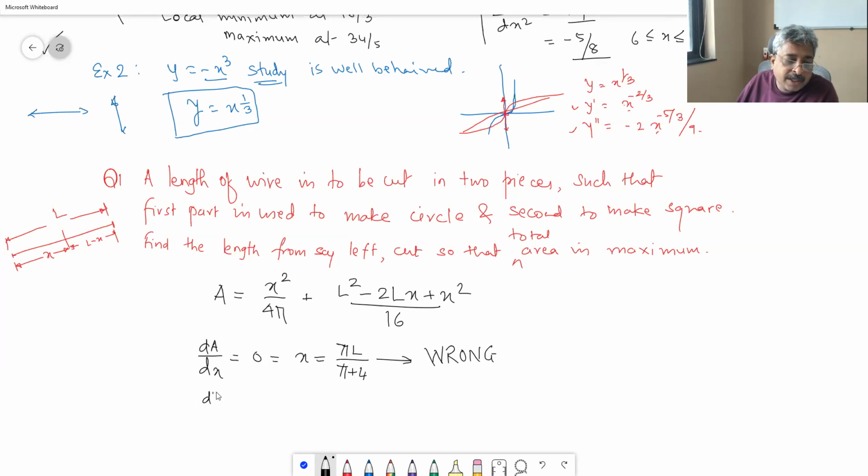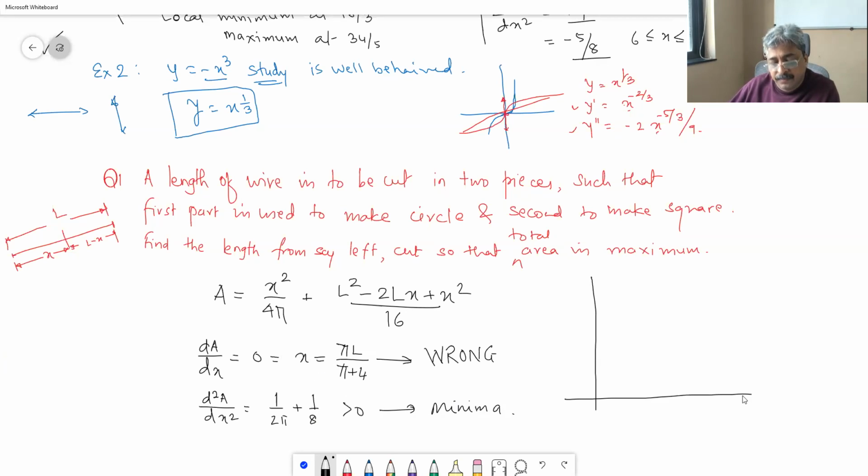Because if we take the second derivative of the area function, we get 1 upon 2 pi plus 1 upon 8, which is greater than 0. So if the second derivative is greater than 0, you are supposed to get a minimum. So this length which you have found out is a minimum. However, geometrically it is very easy. You start, this is your 0 and this is your length L.